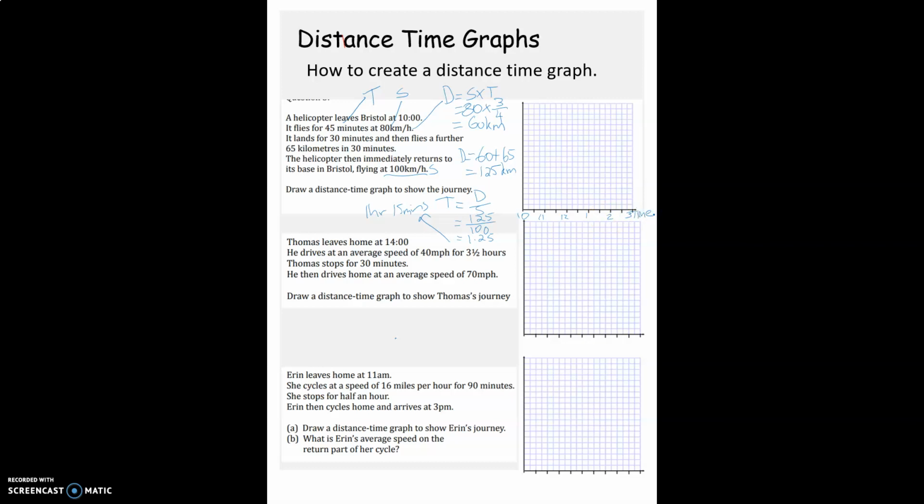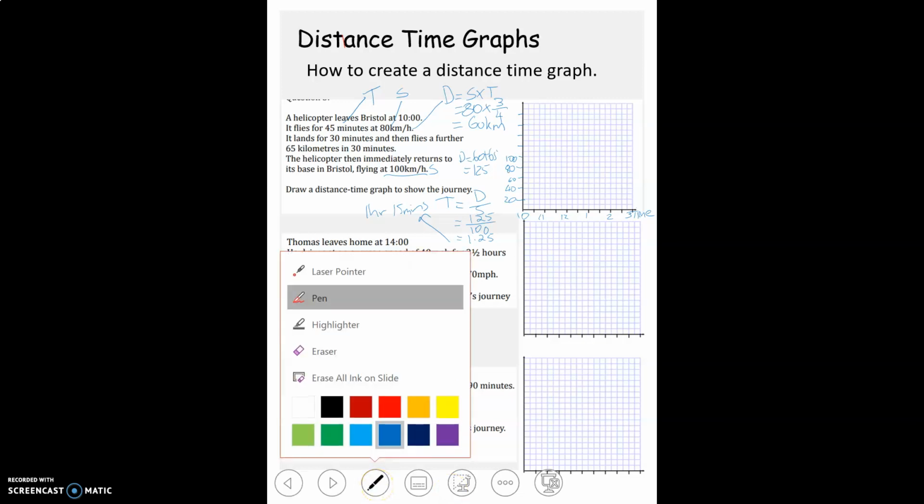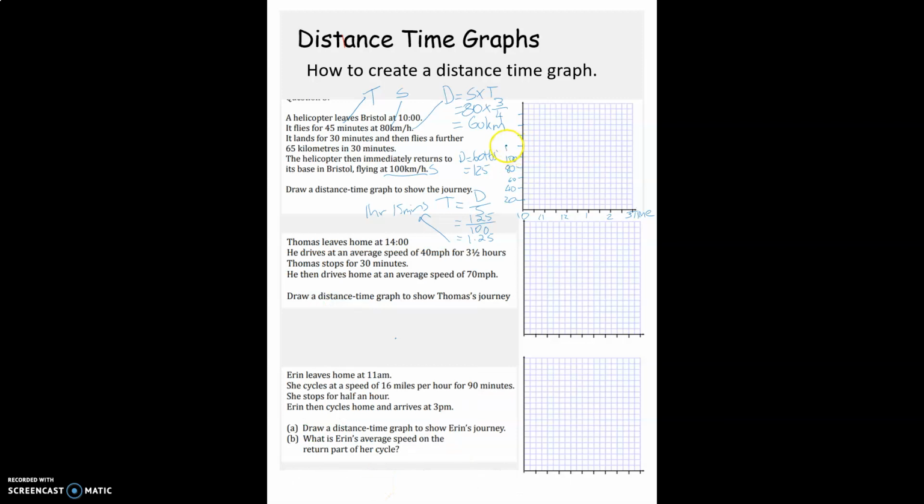And then on our y-axis, which is our vertical axis, we'll put our distance, and we're going to go up in 20s. We've got 20, 40, 60, 80, 100, 120, 140, 160, and 180.